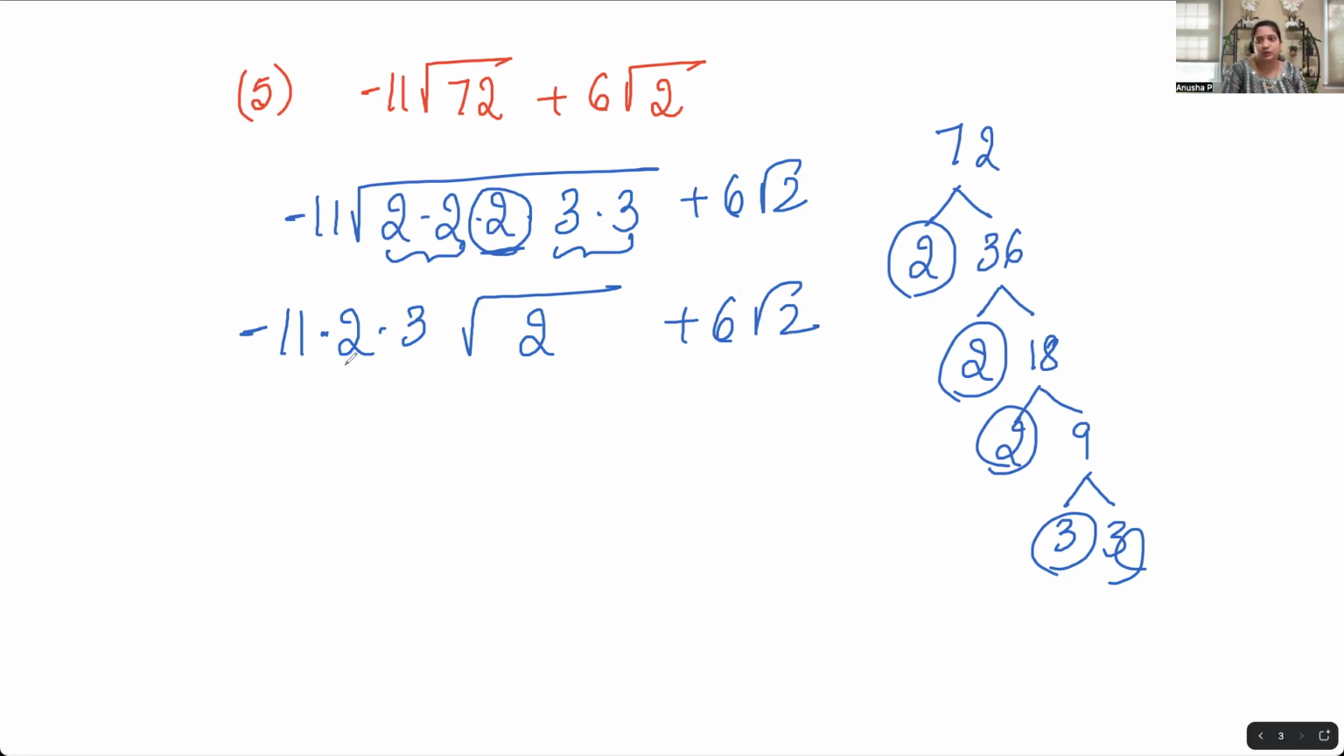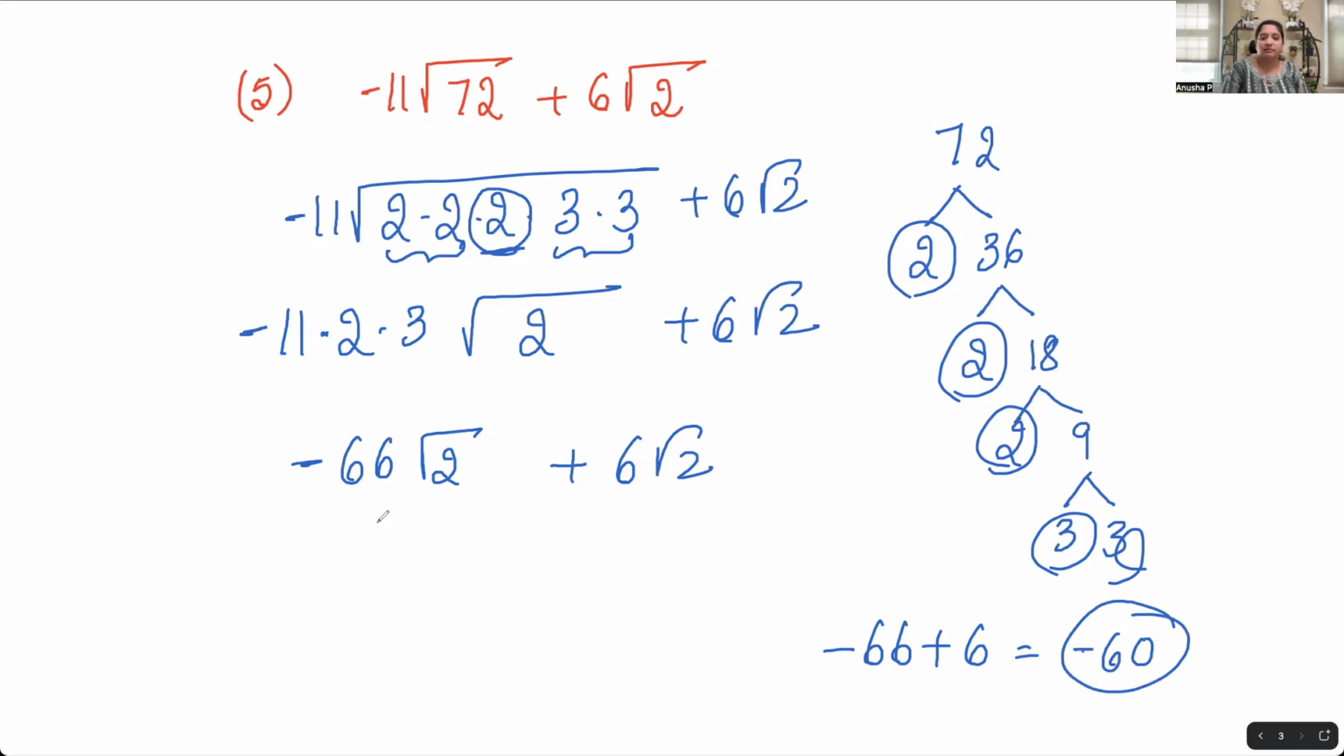Negative 11 times 2 is 22. 22 times 3 is 66. Plus 6 root 2. Negative 66 and positive 6. They have opposite signs, so do the regular subtraction. 66 minus 6 is 60. And the bigger number has a minus sign, so we keep minus. Minus 60 root 2.